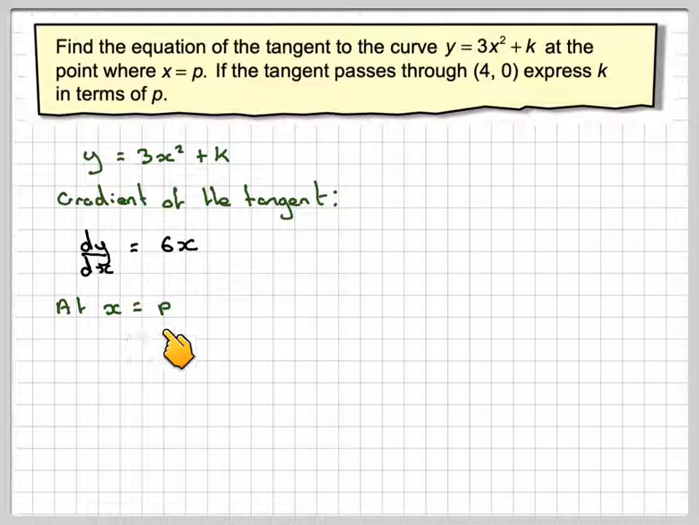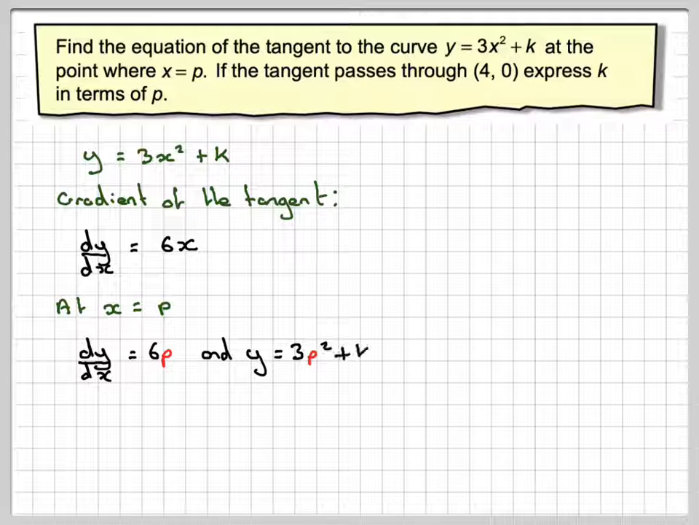At the point where x is p, dy by dx will be, we just substitute p into here, we get 6p. We also need to know the y coordinate. The y coordinate will be 3p squared plus k at x is equal to p.